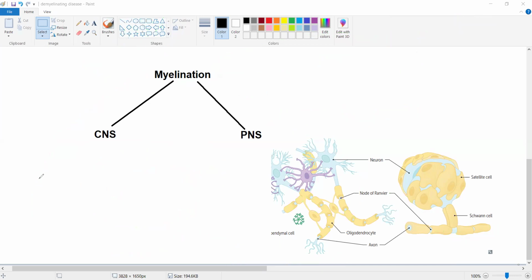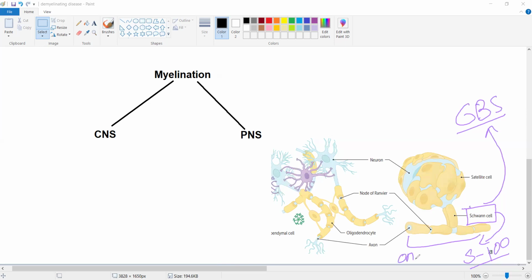Schwann cells are injured in which demyelinating disease? GBS, Guillain-Barré Syndrome. There are many pronunciations of this syndrome. The marker of the Schwann cell is S100, right? Each Schwann cell myelinates only one axon.